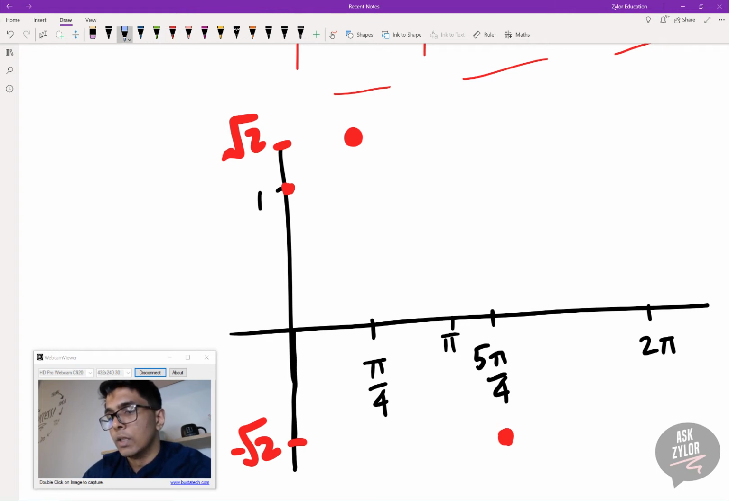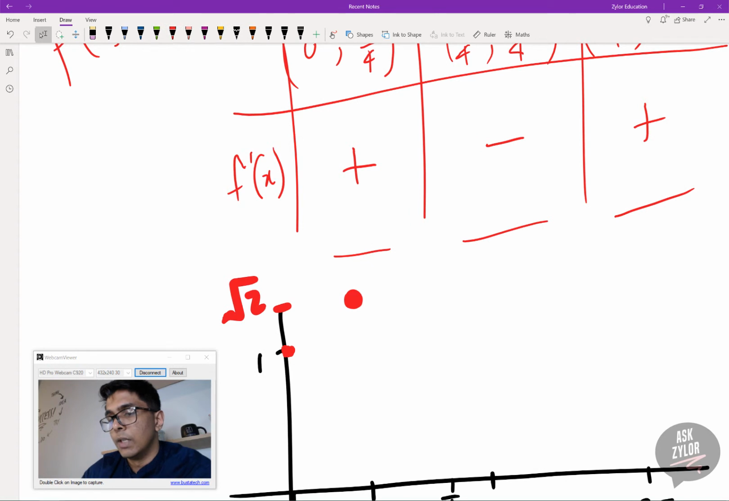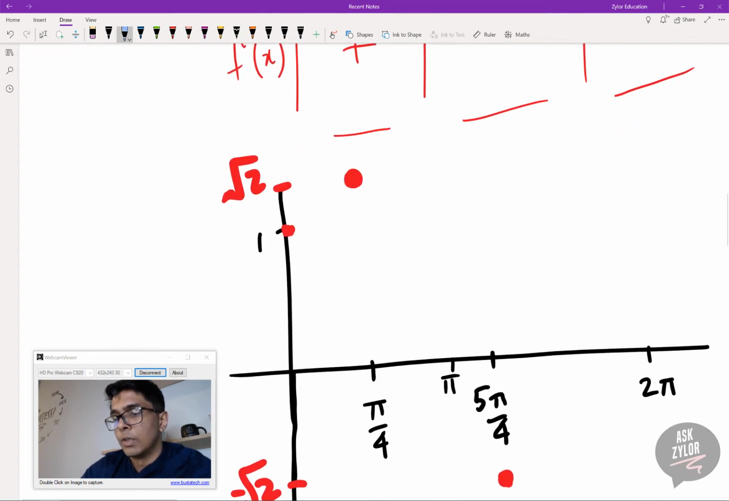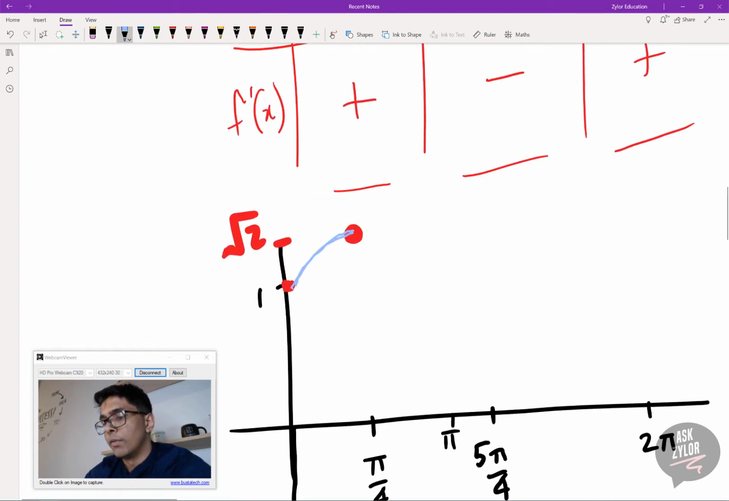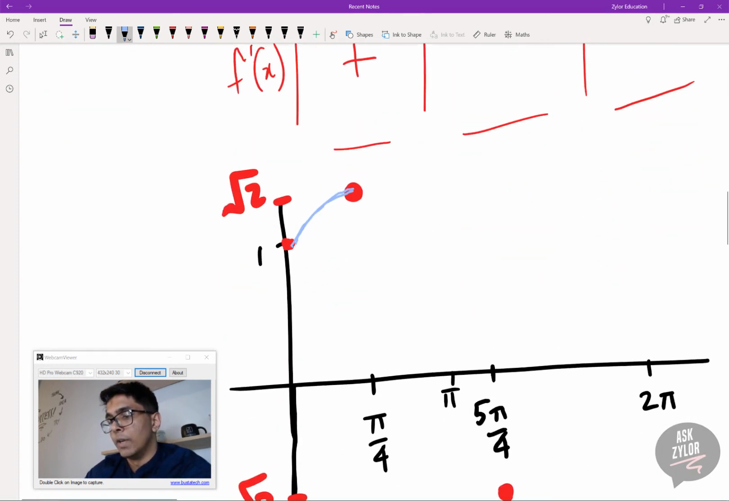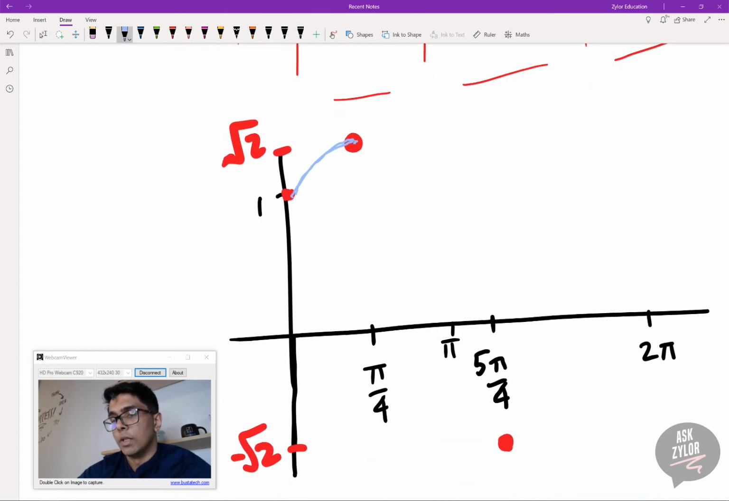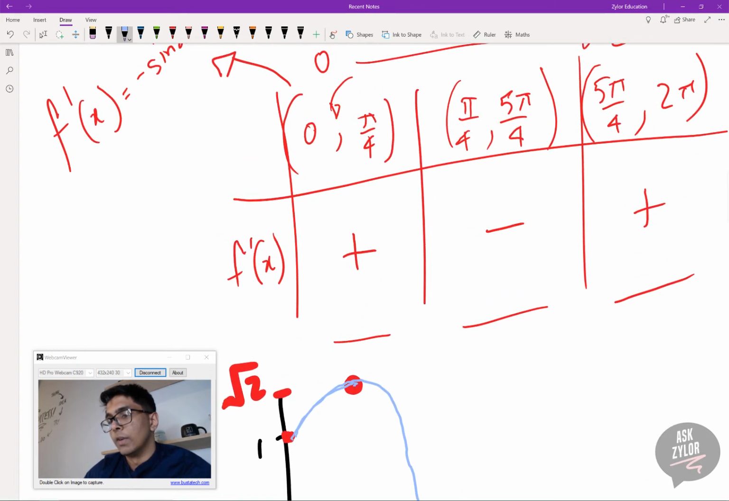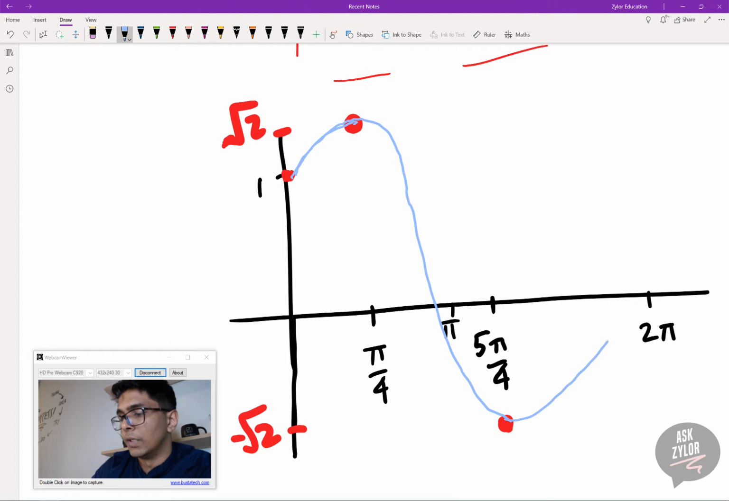So I know it's going to have a positive rate of change from 0 to pi over 4, so I'm just going to start going upwards until I hit pi over 4, and from pi over 4 to 5 pi over 4 I have a negative rate of change, meaning it's going to be going downwards until it hits 5 pi over 4. And afterwards, between 5 pi over 4 to 2 pi, it's just going to be a positive rate of change. So it's a little distorted, it's not exactly accurate.